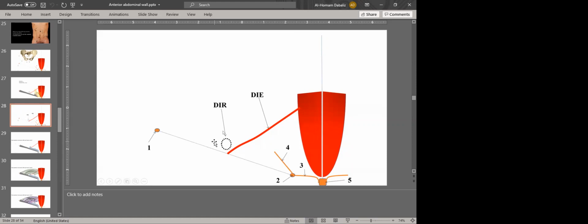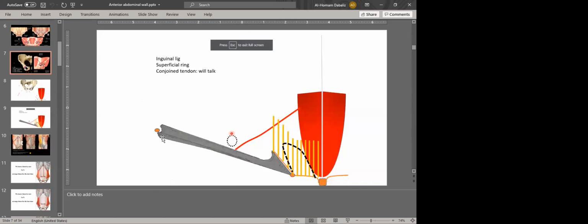Cool. Now we have something called the deep inguinal ring. And what is this? Just someone please tell me, what is this? A DIE? Come on, guys. Deep inferior epigastric. Yes. Good, great, fantastic.